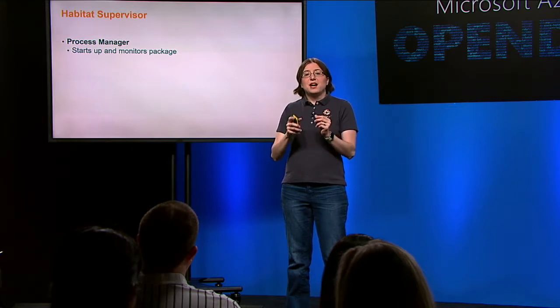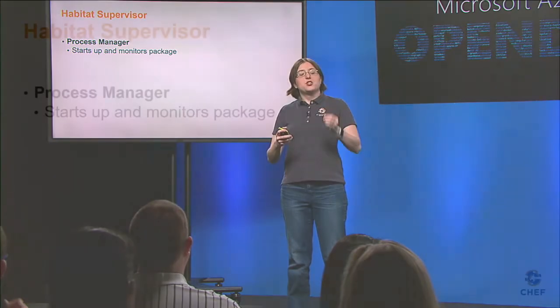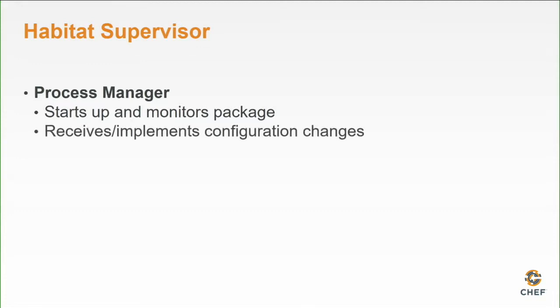The Habitat supervisor does a few things. One of the main things it does is act as a process manager. So this means when you pull that artifact from the depot onto whatever infrastructure you want to run it on, this Habitat supervisor will start up and monitor that package. It will also receive and implement configuration changes. Applications these days don't stay static for very long. So when a new version of that package is uploaded to the public depot, let's say for a security patch, the supervisor will be monitoring that depot, become aware of it, and pull in that new package, install it, and make whatever configuration changes are needed.